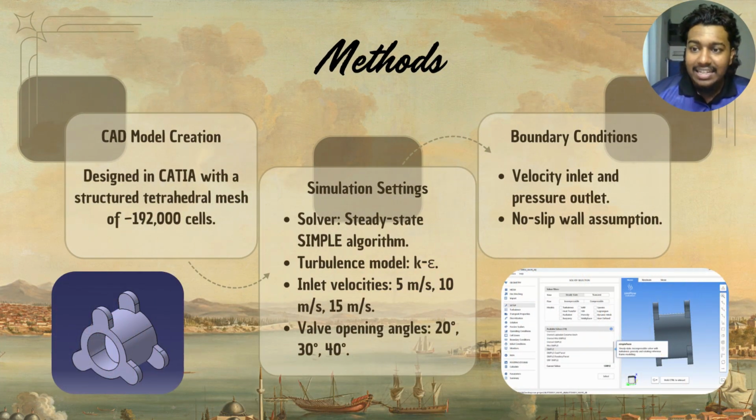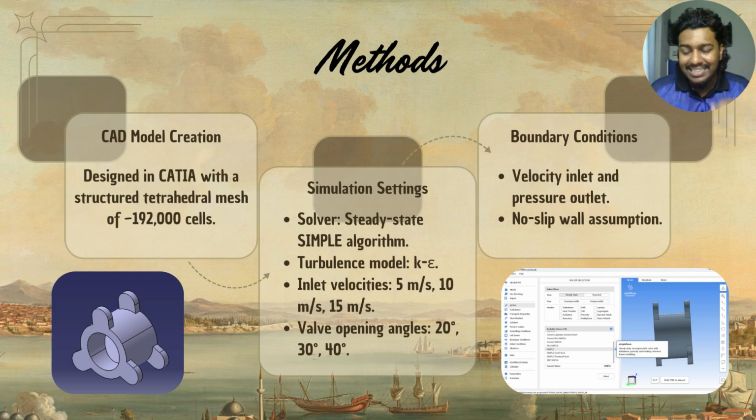Now, let's look at how we carried out the study. We started by designing the valve geometry in CATIA software and created a structured tetrahedral mesh with around 192,000 cells. The mesh was fine-tuned to capture detailed flow behavior near the valve. In SimFlow, we applied the following simulation settings. For solver setup, we set steady state with the SIMPLE algorithm, and for the turbulence model, k-epsilon was perfect for analyzing industrial fluid flows.